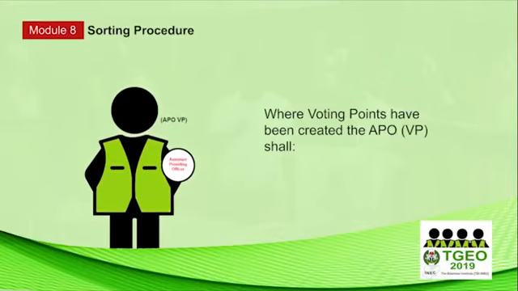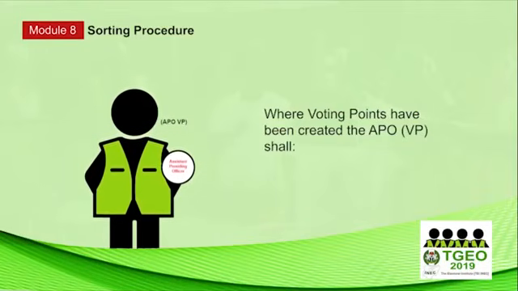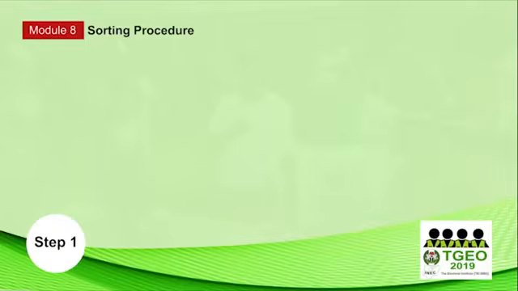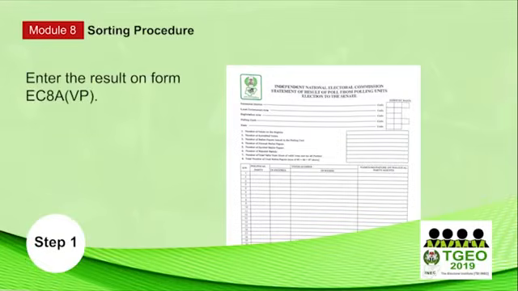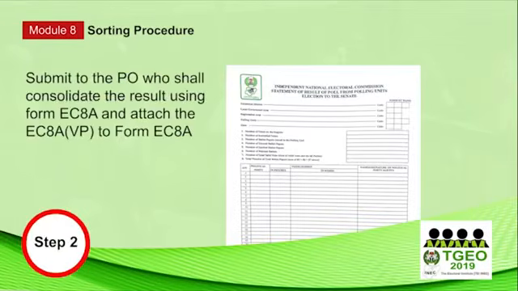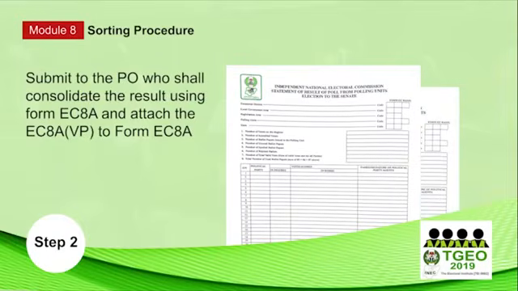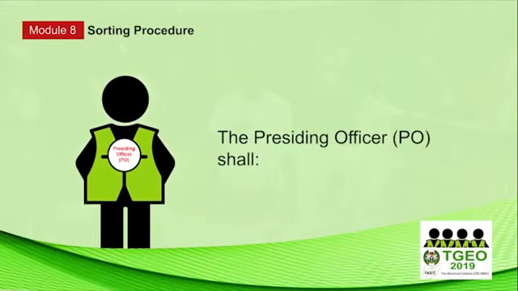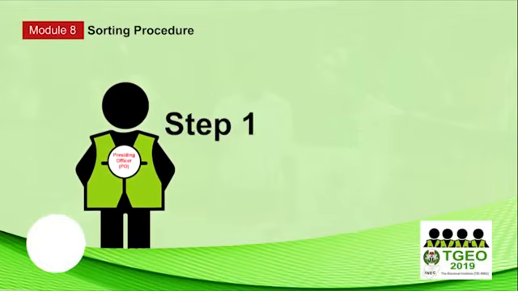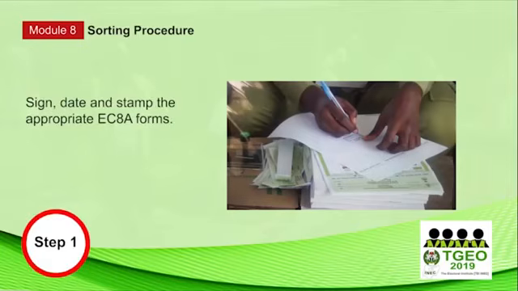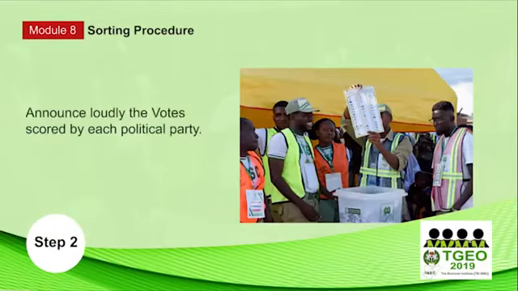Where voting points have been created, the APO VP shall: Step 1. Enter the result on Form EC8A VP. Step 2. Submit to the PO, who shall consolidate the result using Form EC8A and attach the EC8A VP to Form EC8A. The PO shall then: Step 1. Sign, date, and stamp the appropriate EC8A forms. Step 2. Announce loudly the votes scored by each political party.